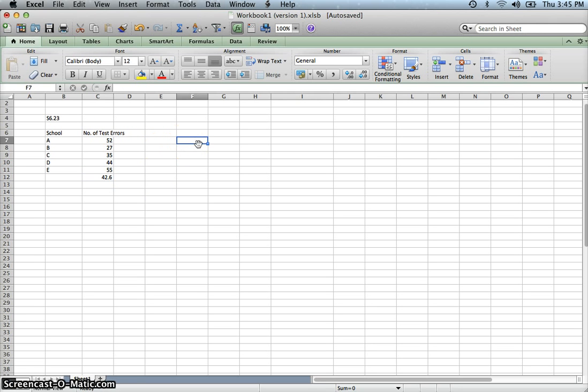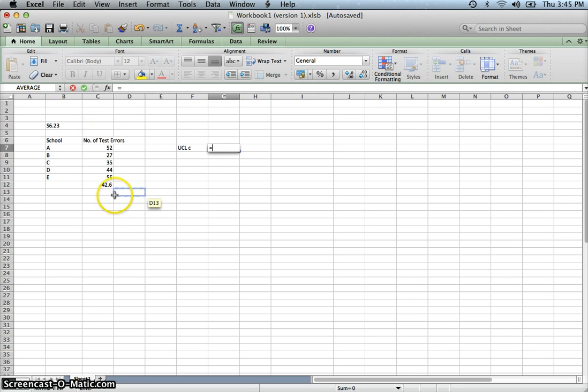So the upper control limit for a C, we start off with the average count, and then you're going to add to that 3 times the square root of the average count. So we'll take the square root of that, we'll multiply 3 and add it to that, and so we find out that 62 is our upper control limit, 62 test errors.